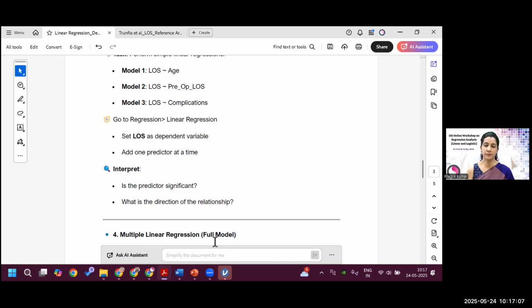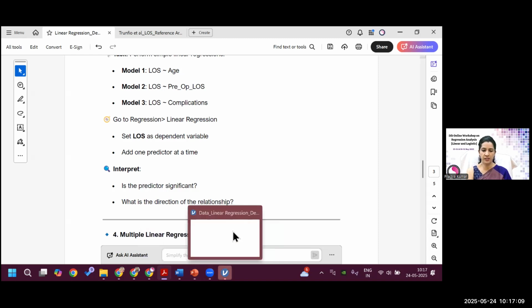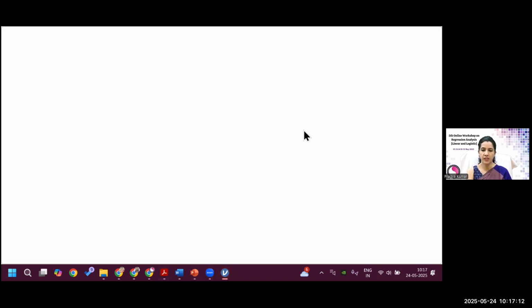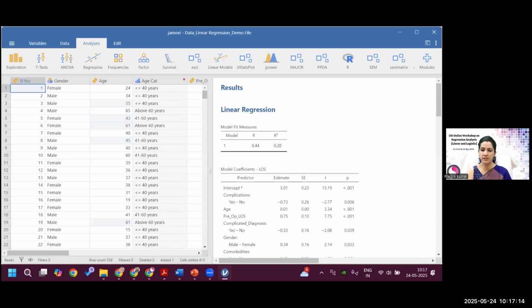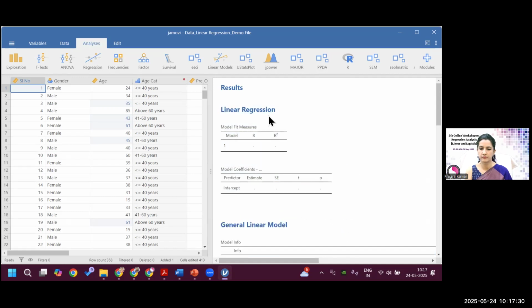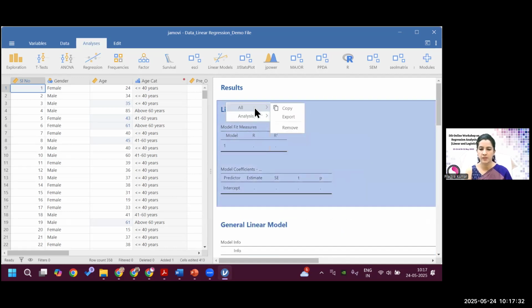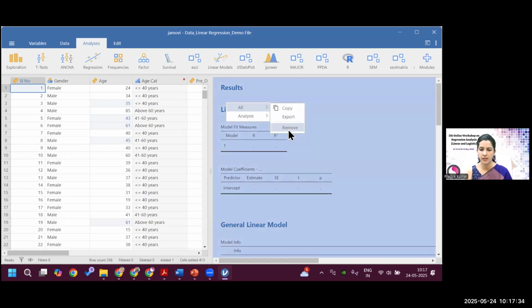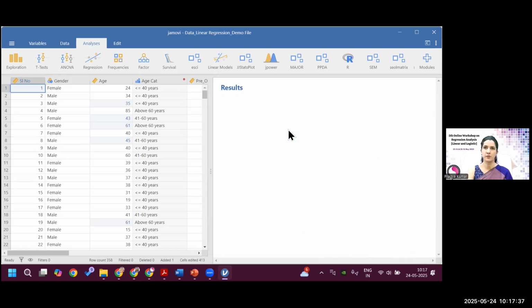So in case of this multiple logistic regression, this was the data set which we were seeing yesterday. So how do we start? I will delete this. Select all and then remove. So this way all the analysis will be removed.